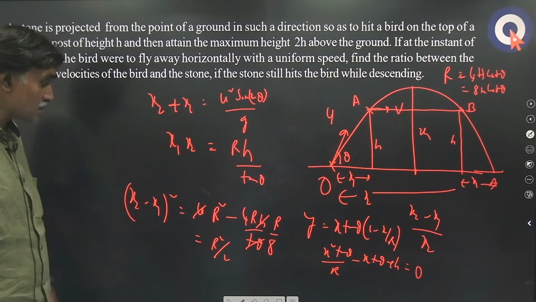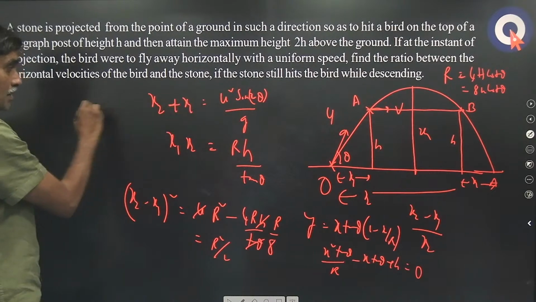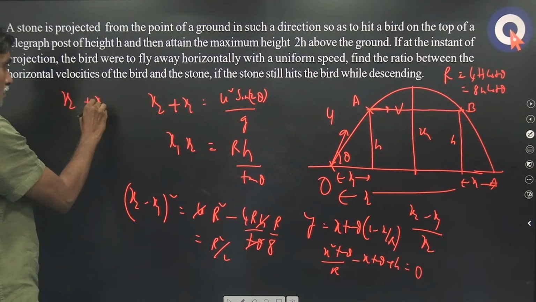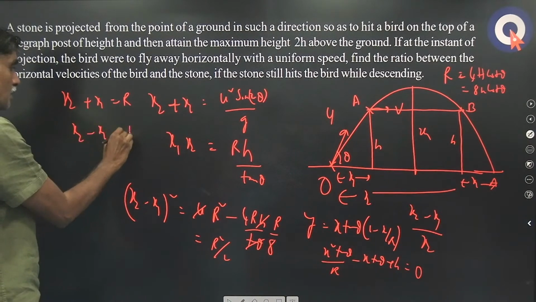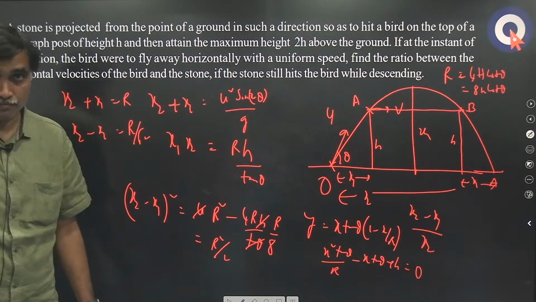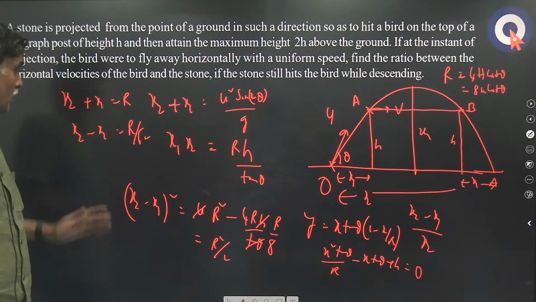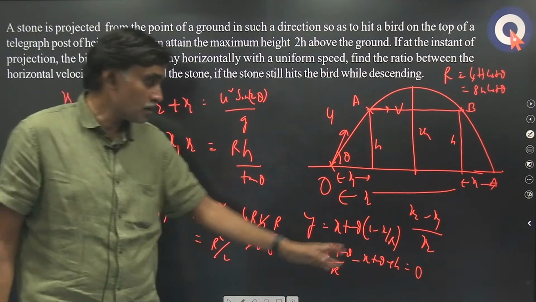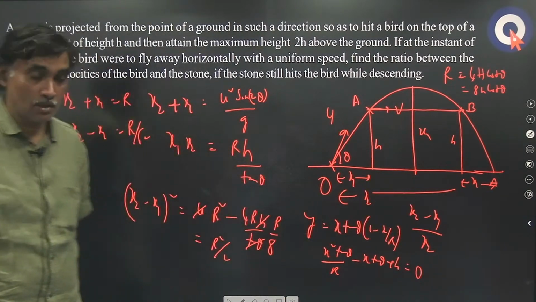So what is x2 minus x1? It is R by root 2. So x2 plus x1 is R, and x2 minus x1 is R by root 2. From here we can find x2 if I add these two: 2 x2 is equal to R into 1 plus 1 by root 2. x2 minus x1 you also know. So what is the ratio of horizontal velocities? It is x2 minus x1 by x2. Followed?